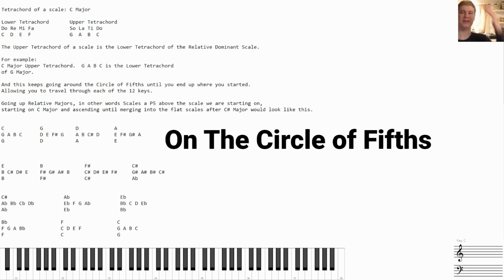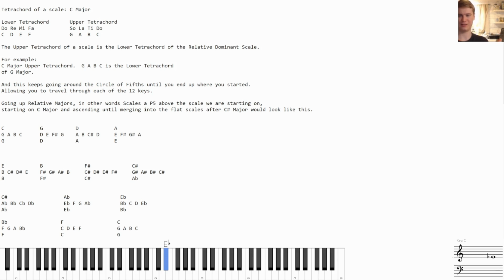But now since we're in A flat, we have E flat, F, G, and A flat. Now we're in E flat, we have B flat, C, D, E flat. Now we're in B flat, F, G, A, B flat. Now we're in F, C, D, E, F. And now we're in C, G, A, B, C, where we started from.